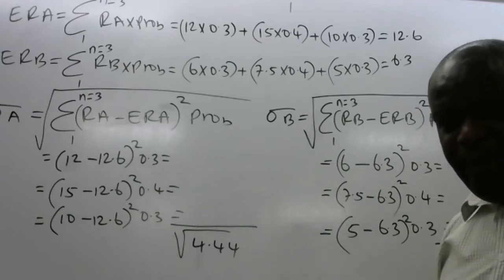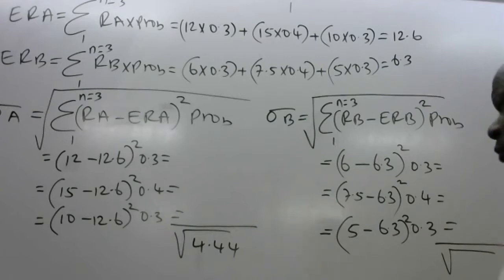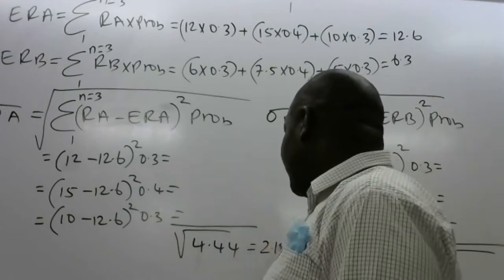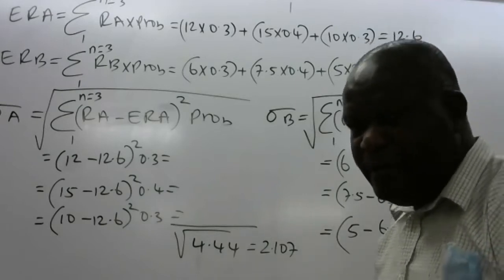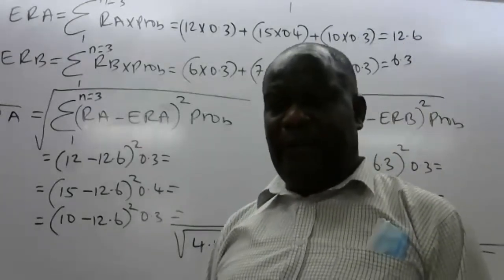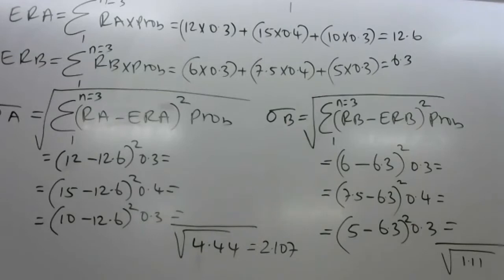Then the one for B, the total should be which figure before we get the square root? So this other one, the total is which here? Total should be 1.11. So what should be now? The square root for that should be 1.053, like that. So, is this 3 or 4? I can see some people are saying it should be 1.054, not 3. It should be 4, but not 3, like that.